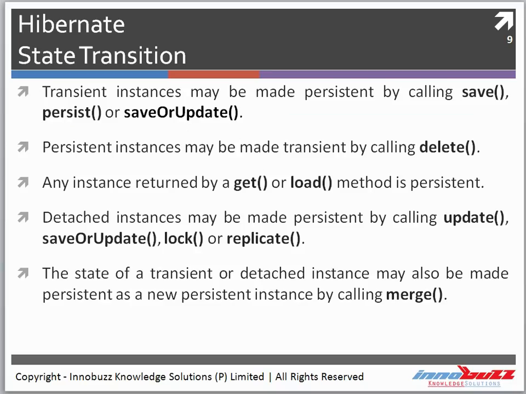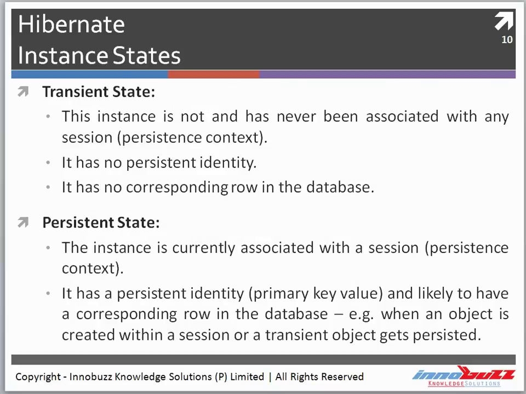Here you have a summary of the object's transition states. Transient state. An object is transient if it has just been instantiated using the new operator and it is not associated with a Hibernate session. It has no persistent representation in the database and no identifier value has been assigned. Transient instances will be destroyed by the garbage collector if the application does not hold a reference anymore. Use the Hibernate session to make an object persistent.